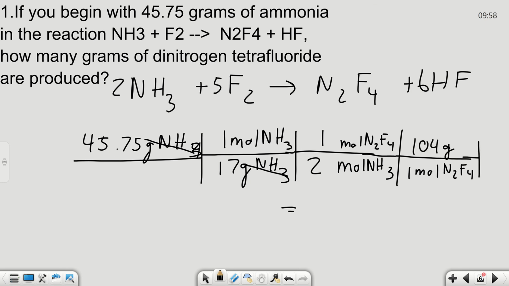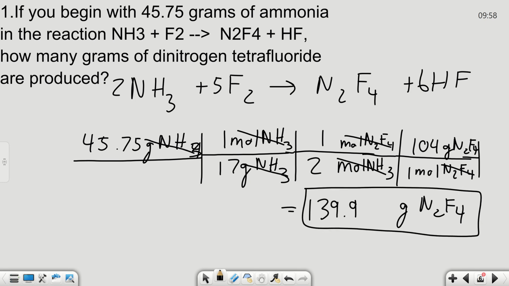So here we go. This is the biggest any stoichiometry or conversion looks like, 3 steps, because I had to change from mass to moles, moles to moles, and then moles back to mass of the other compound. Everything cancels out nicely, so all I have left is grams of N2F4. I go 45.75 times 1 times 1 times 104, divided by 17, divided by 2, and this comes out to 139.9 grams.